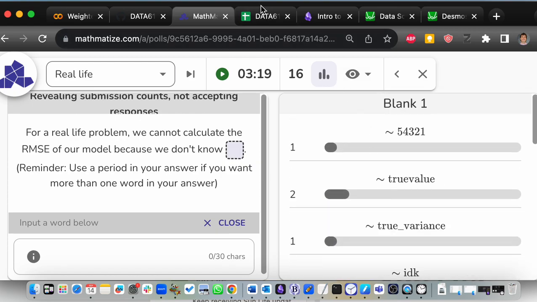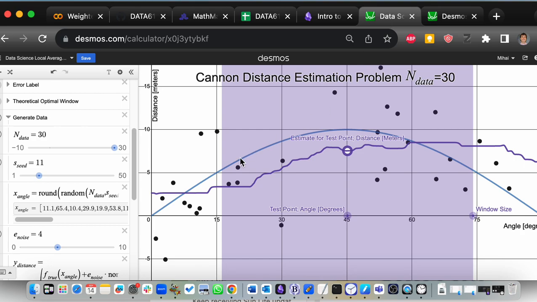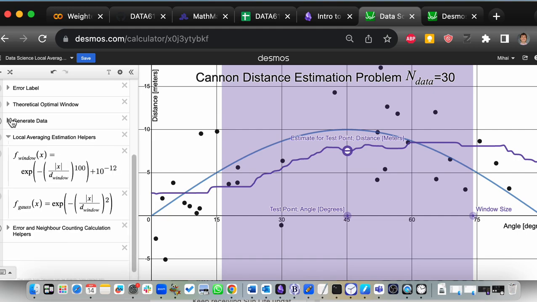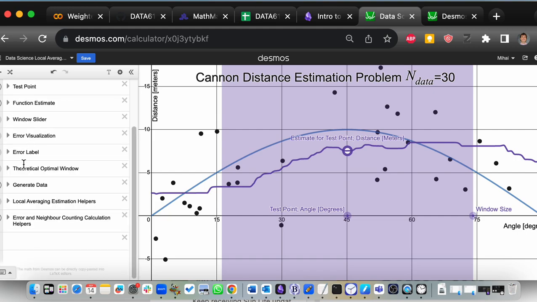In real life, of course, you don't know the blue curve. And the way we did the error is we said, take the difference between the purple curve and the blue curve and square it and add it up. But of course, if you knew the blue curve, then why would you be doing this? So in real life, you don't know the blue curve. Let me see where's the error? Error visualization. So that's how we've been calculating the mean squared error. We know the blue curve, we figure out the purple curve that we got, we calculate the difference between them. But in real life, of course, you don't know the blue curve. So you cannot do any of this stuff.